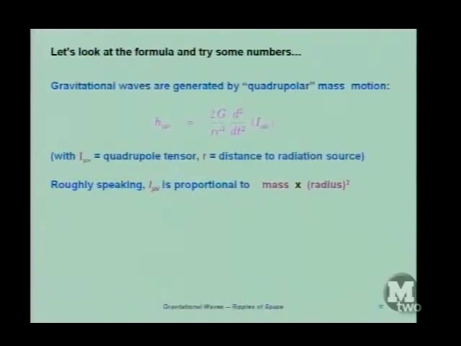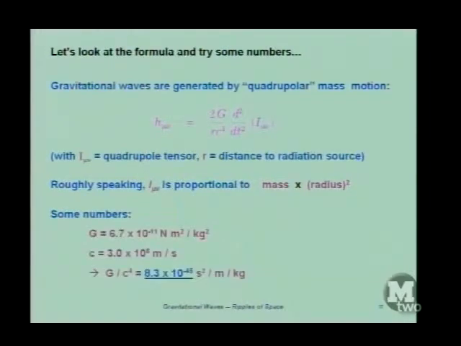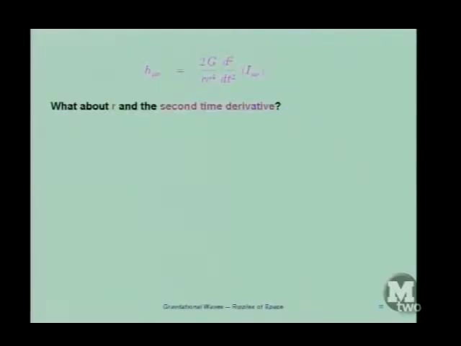Okay. Let's plug in some numbers. So if we plug in Newton's gravitational constant and the speed of light, we find that this constant G over c to the 4th is about 8 times 10 to the minus 45 in our ordinary units of meters, seconds, and kilograms. It's a pretty small number. What about the rest of that equation? Well, we have 1 over r here, and we have the second time derivative. Now, if we're going to detect gravitational waves, we need to understand what the wavelength is.